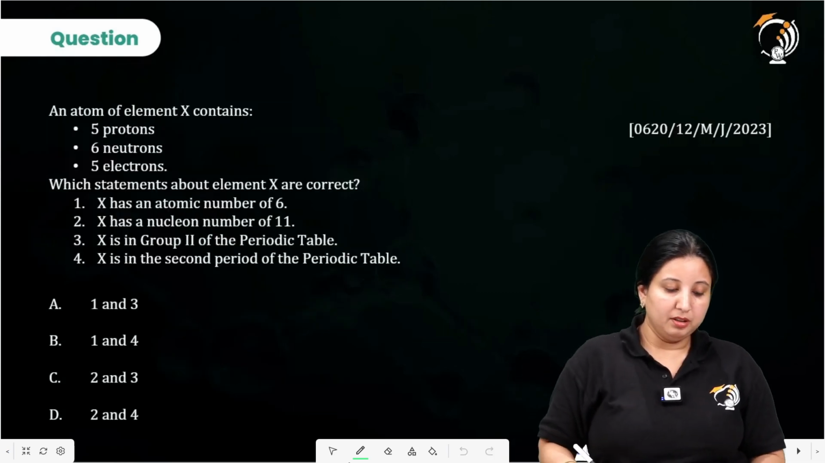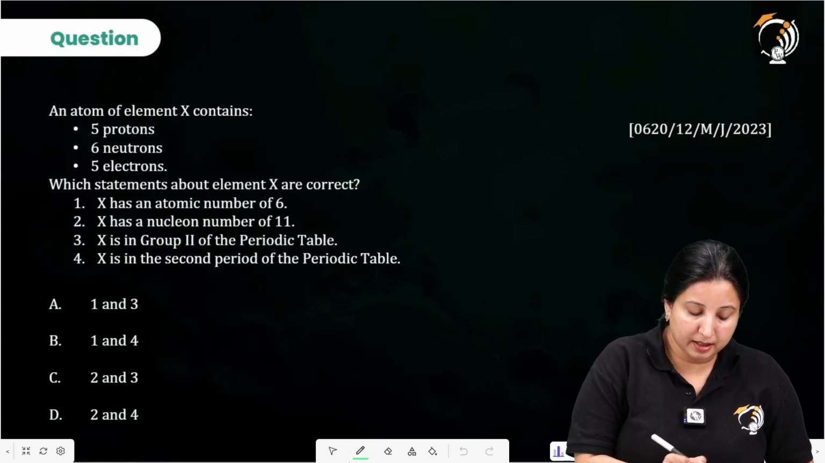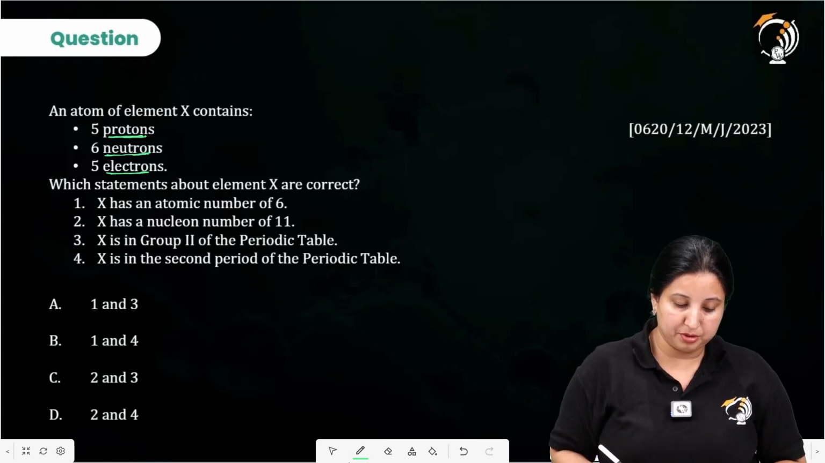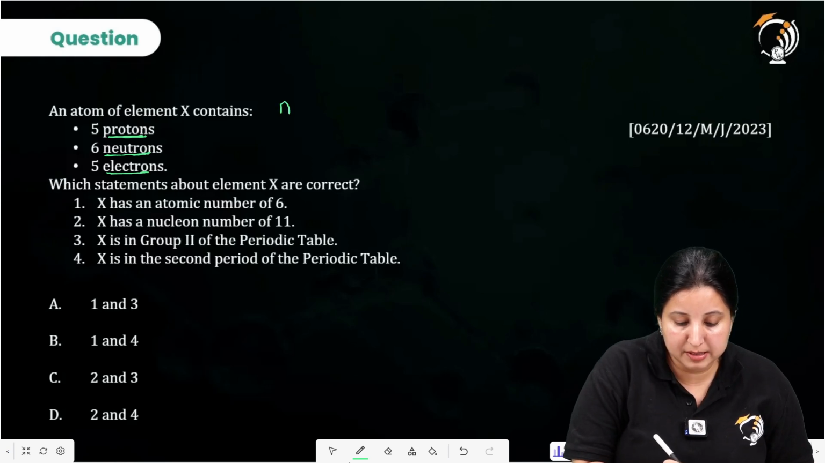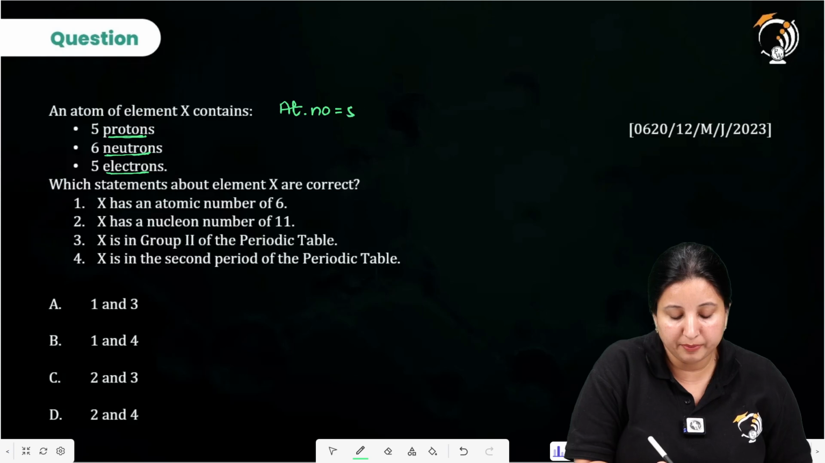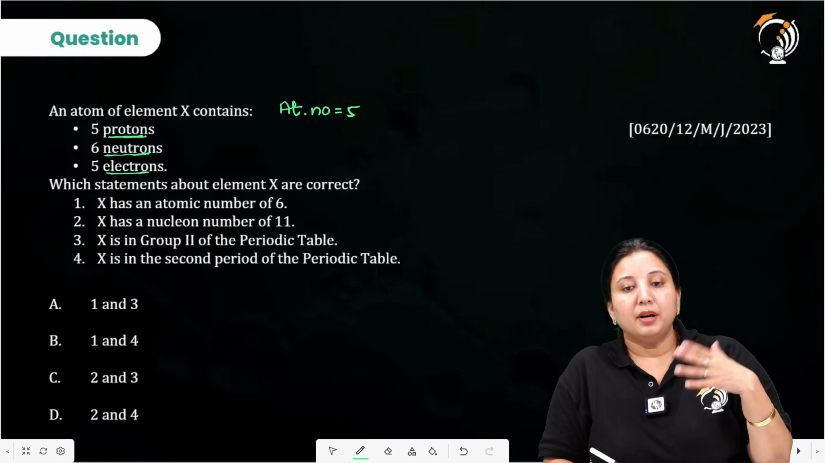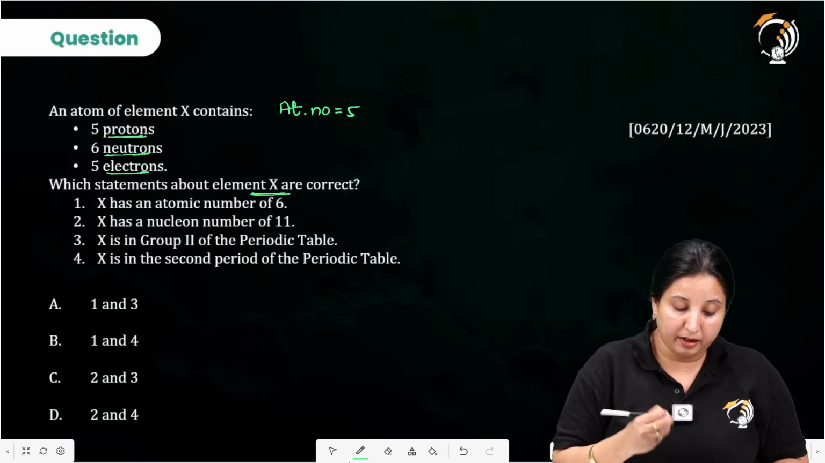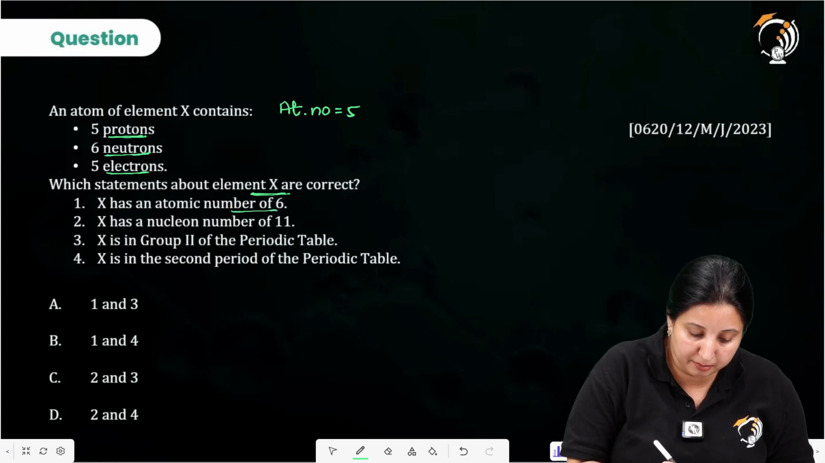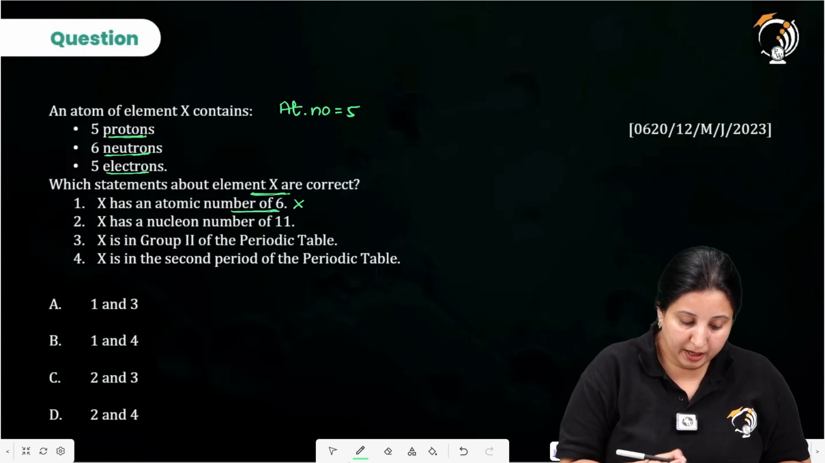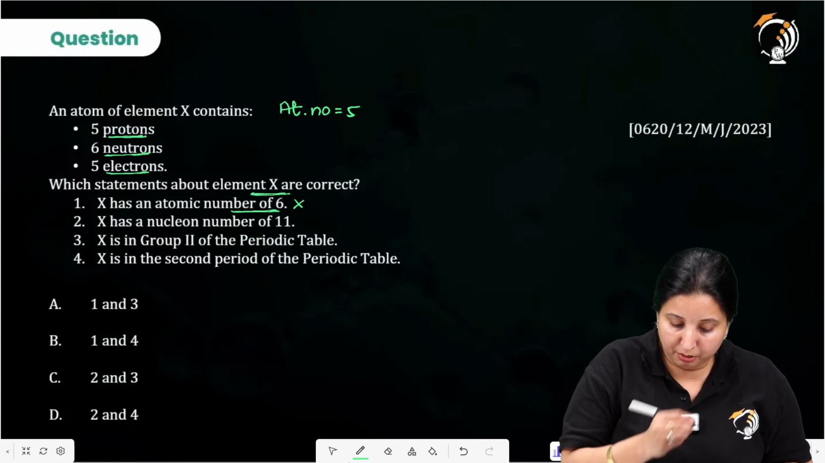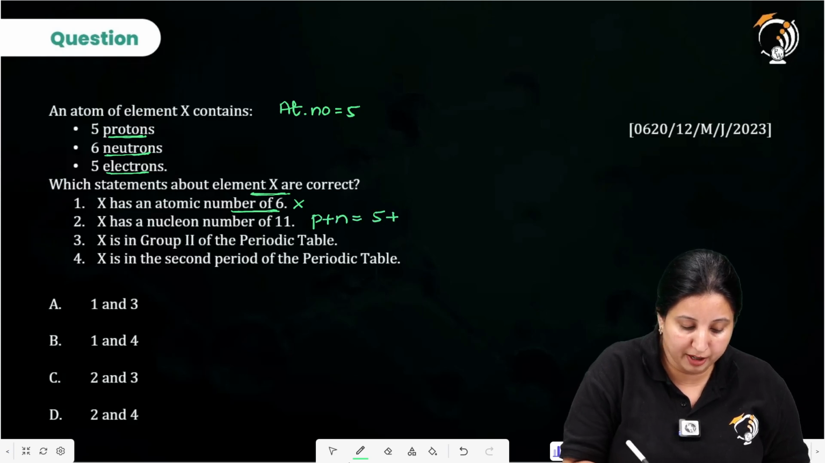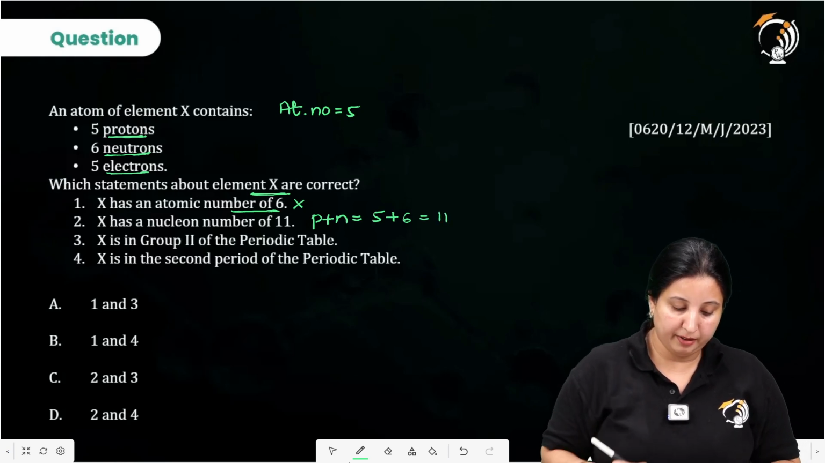Coming to the next question, an atom of element X contains 5 protons, 6 neutrons and 5 electrons. Now look, when it is saying 5 protons, it means its atomic number is equal to 5. This we have learned in our lecture completion. Which statements about element X are correct? X has the atomic number of 6. No. X has a nucleon number of 11. Now look, nucleon number is equal to the number of protons plus neutrons, which is 5 plus 6, which is going to be 11.